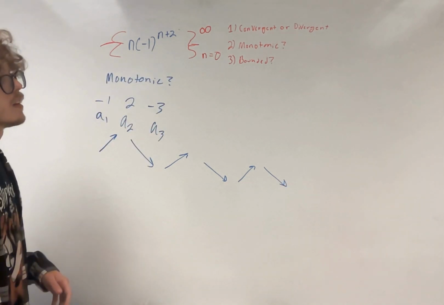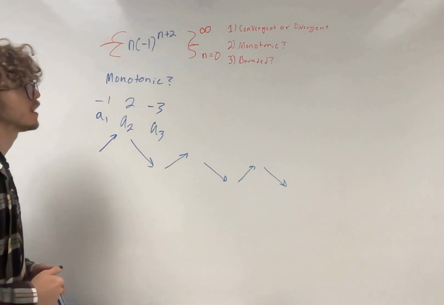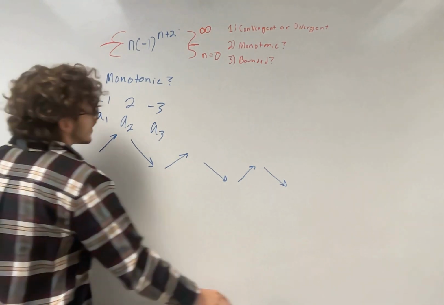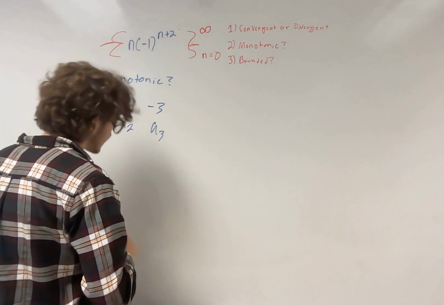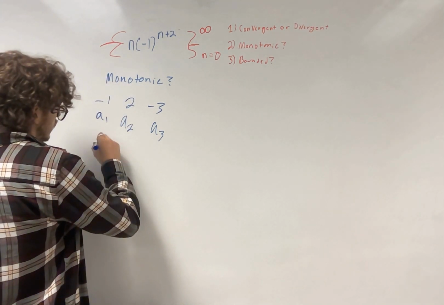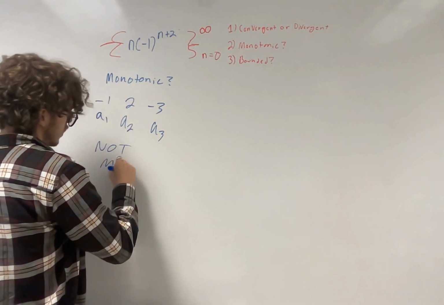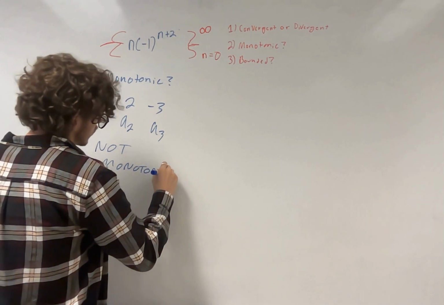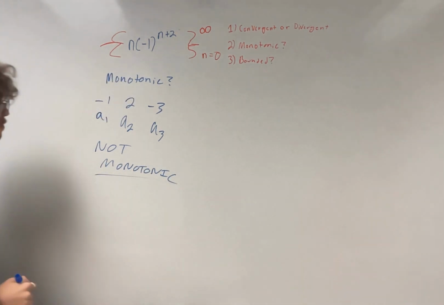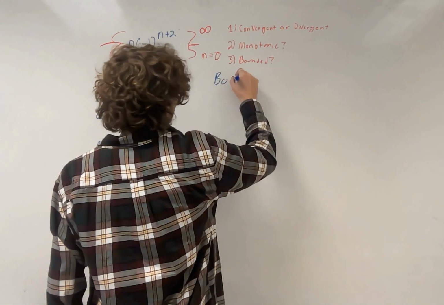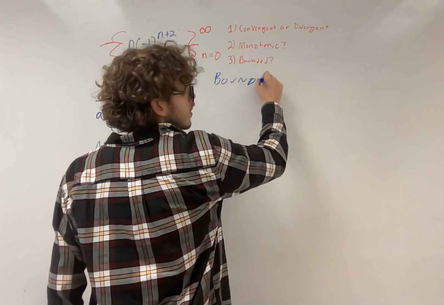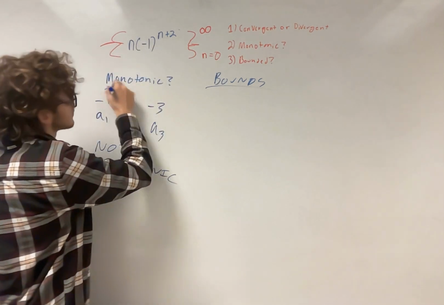So this sequence is not monotonic. So we deduce that. I want to make this a point: the bounds, I said, also do not exist.